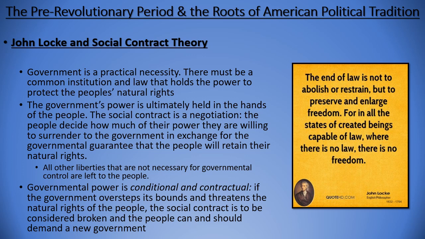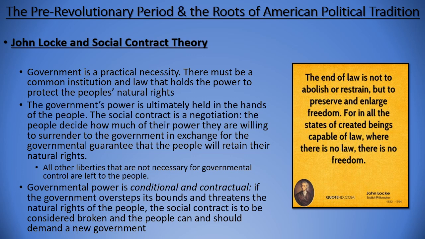And the ultimate purpose of government for John Locke is to maintain and protect the citizens' natural rights to, again, life, liberty, and property. So the government for Locke is not ultimately held in the hands of the Pope or a king. It is in the hands of the people. And essentially every social contract is a negotiation between the people: how much of their power are they willing to give up or surrender to the government in exchange for the protection of their natural rights and a sense of order in society.